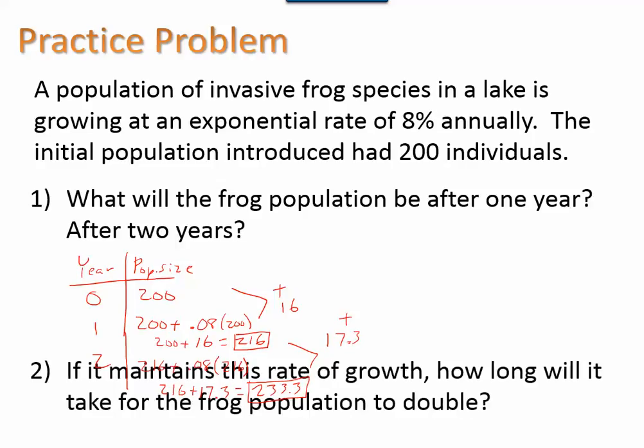Okay, let's go to another question. If it maintains its growth rate, how long will it take for the frog population to double? Alright, so rule of 70, I'm going to let you do it on your own. So pause the video for a moment now and figure out what it would be. Alright, if you got 8.75 years to double, that is correct.